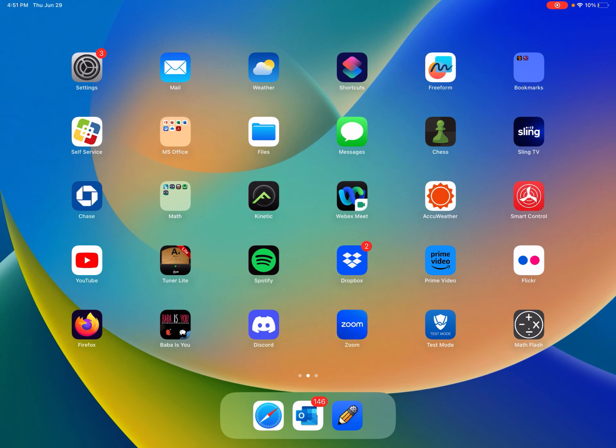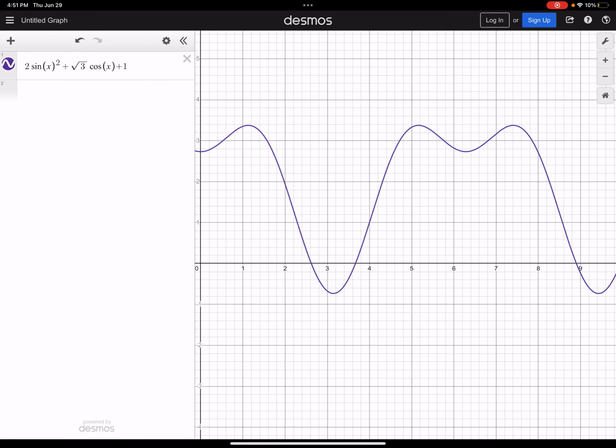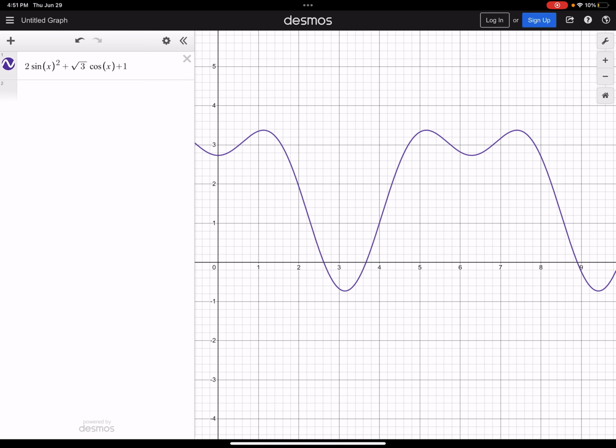And if we think back to what the graph looks like, I already did this one for us. There was our original equation, kind of a goofy equation, but our two solutions when that is equal to 0 are 5 pi over 6 and 7 pi over 6.